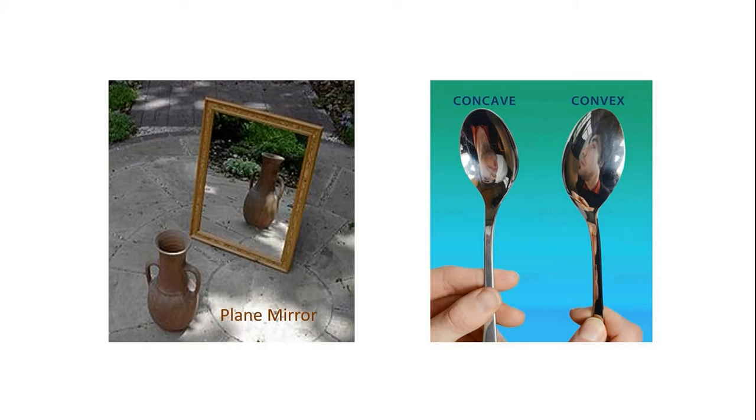Look at these figures. Here the figures show the formation of images in plane, concave and convex mirror. In the second picture, we see the front plane of the spoon works as a concave mirror and the opposite plane works as a convex mirror. Now let's see some other uses of spherical mirror.